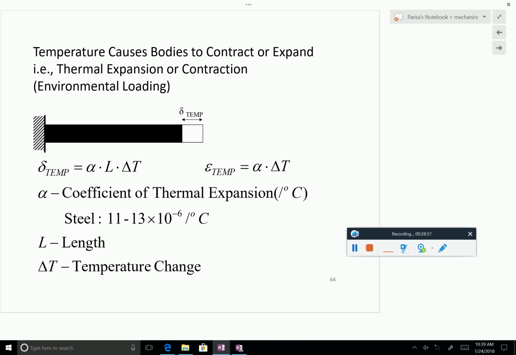Now, when you change the temperature, you create a strain. This is the most important thing for you to remember. You do not necessarily create a stress. And I have an example to show you what I mean.